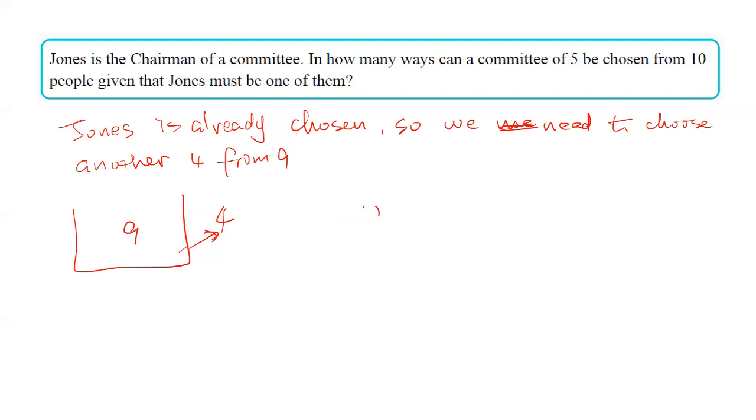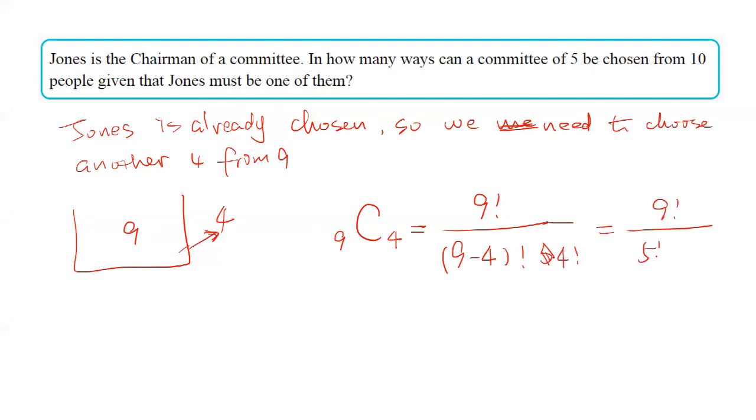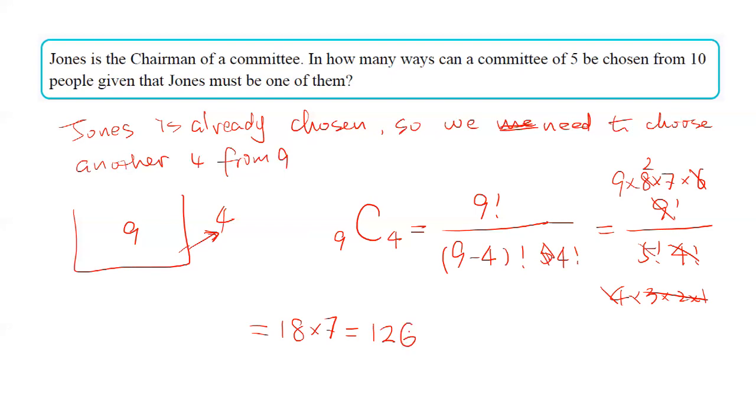So according to combinations, the result is C(9,4), which is 9 factorial over (9 minus 4) factorial times 4 factorial. And by simplifying, you get 126.